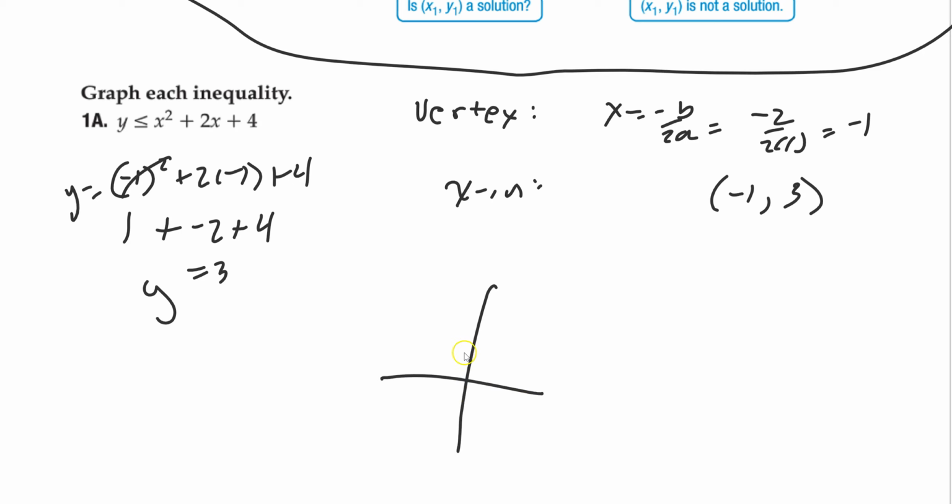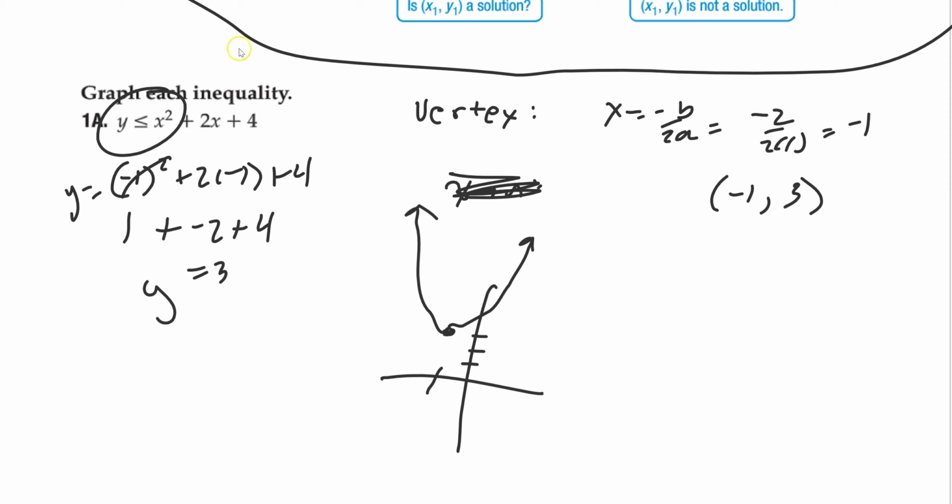So if I'm going to graph this, I'm going to get negative 1 and 3. It's a positive x squared, so it opens up like that. Now I've got to shade less than. If you're in proper notation, less than just means below. So we'll shade all below that.